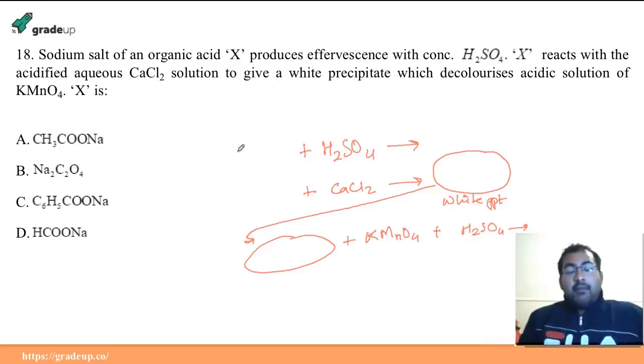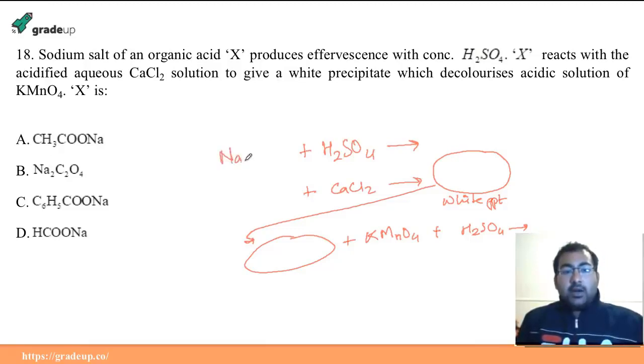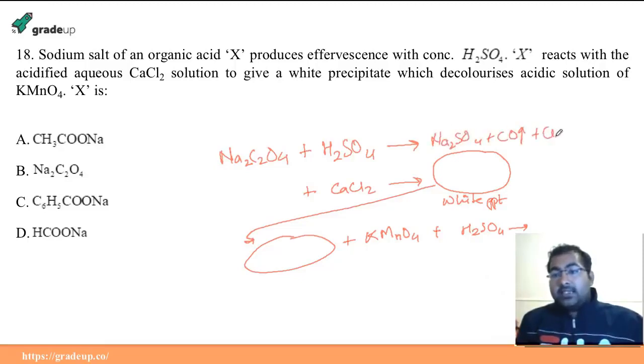So let's see. Here I'm going to tell you about the correct solution, because this is a qualitative analysis question and you should know about it. Here your correct option is Na2C2O4. When you react Na2C2O4 with concentrated H2SO4, you get Na2SO4, CO, CO2, and some H2O. I'm not very concerned with balancing the reactions, because balancing does not matter here, but I guess the first reaction is balanced as much as I can see right now.